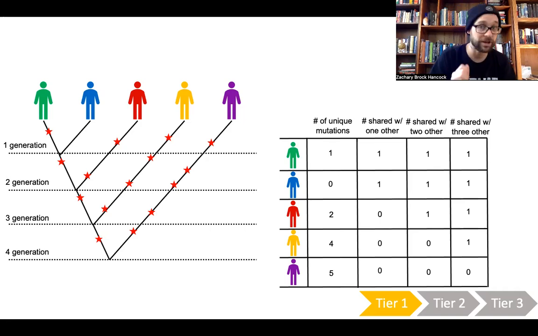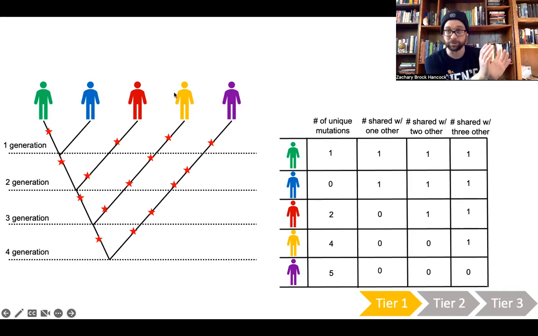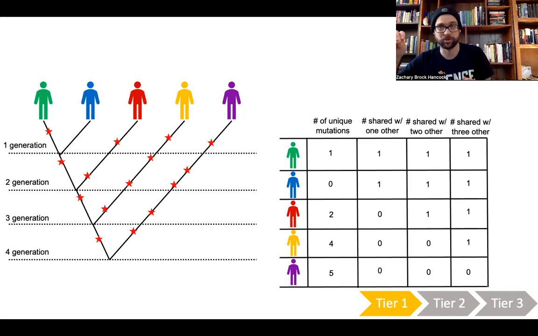Next, we see that there's another mutation, this one here, that relates red, blue, and green that is not shared with yellow. That means that red, blue, and green represent a clade with yellow as the outgroup, because yellow does not have that mutation. Finally, we see that blue and green have a unique mutation that is not shared with red. That means blue and green are most related, with red as the outgroup.